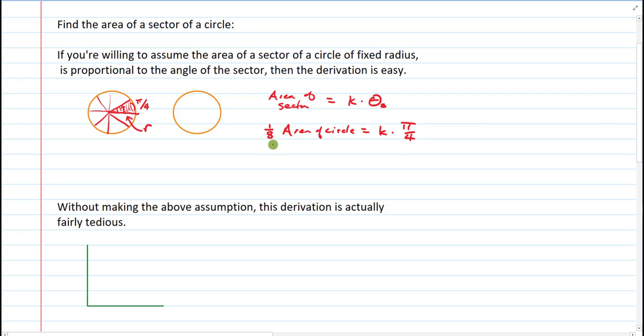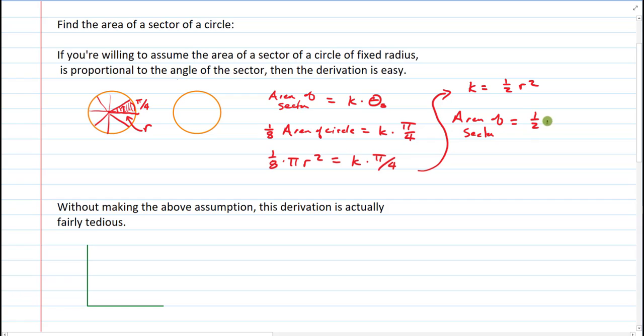And we know that the area of a circle, if we assume that formula, is pi r squared, and that needs to equal k times pi over 4. And so now we can solve for that constant of proportionality. If we solve for k by multiplying both sides by 4 and dividing both sides by pi, we end up with k equal to 1/2 r squared. So the area of the sector of a circle is equal to 1/2 r squared times theta, or we more often give it as 1/2 times theta, radius squared, either way.